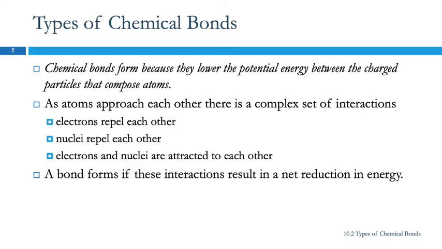You have repulsion between the nuclei. The nucleus of the one atom is positive, and so is the nucleus of the other atom, and like charges repel each other. We also have electrons on both atoms. Those are all negative, and those are going to repel each other. And then we have the attraction of the electrons on one atom for the nucleus on the other atom.